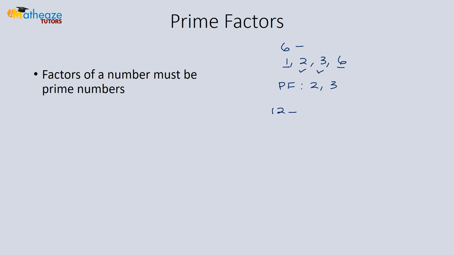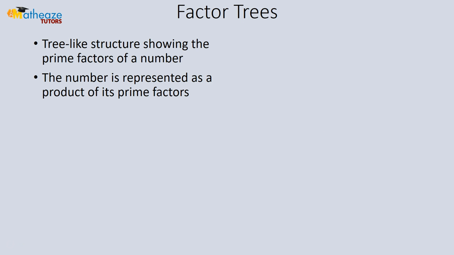What about 12? From what we saw earlier, we have 1, 2, 3, 4, 6, and 12. Now, when we look at the prime numbers among the factors, 4 is not a prime number, and 6 is also not a prime number. So you can see that 2 and 3 are the only prime factors here, and our goal would be to write 12 as a product of its prime factors. And that is where our next content comes in, factor trees.